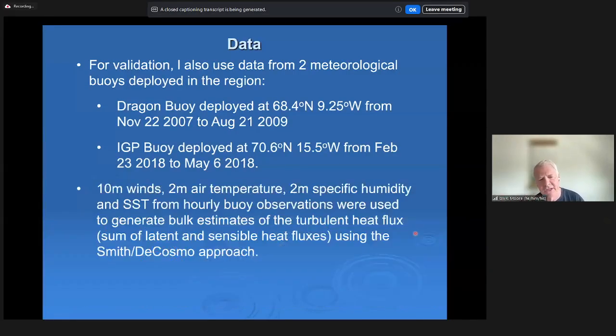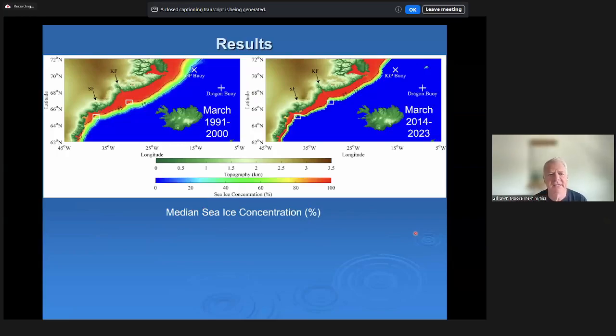And again, what I did is I used essentially the bulk fields from the buoy data to generate estimates of the turbulent heat flux. So this is essentially two snapshots, back in the 1990s, and then more recently, of sea ice extent in the Denmark Strait region. These are the two buoy locations here, and you can see the notches. They were present back in the day, but they've become much more pronounced recently.